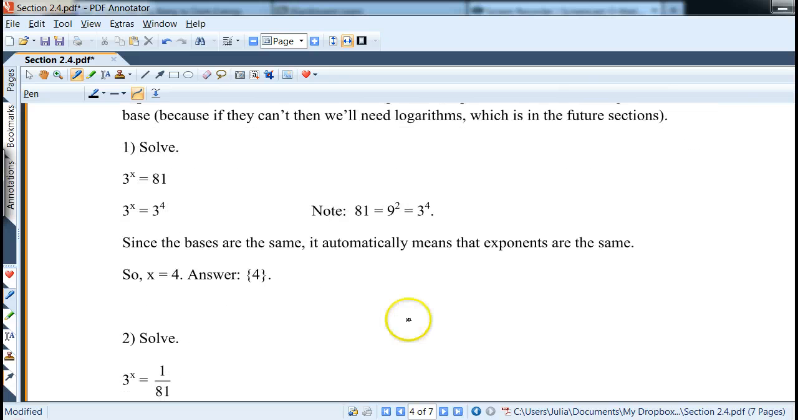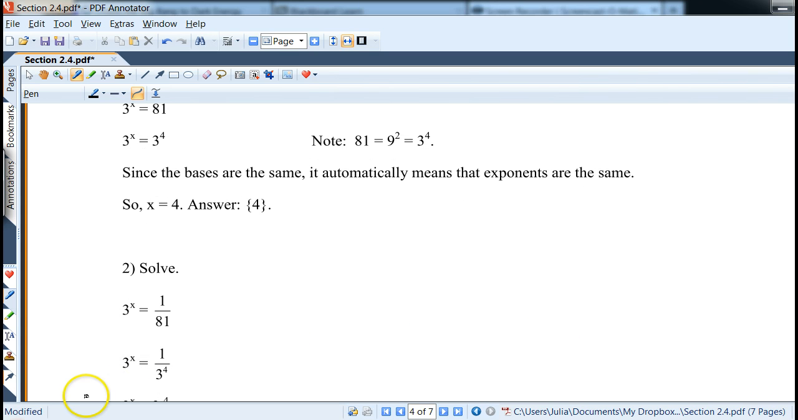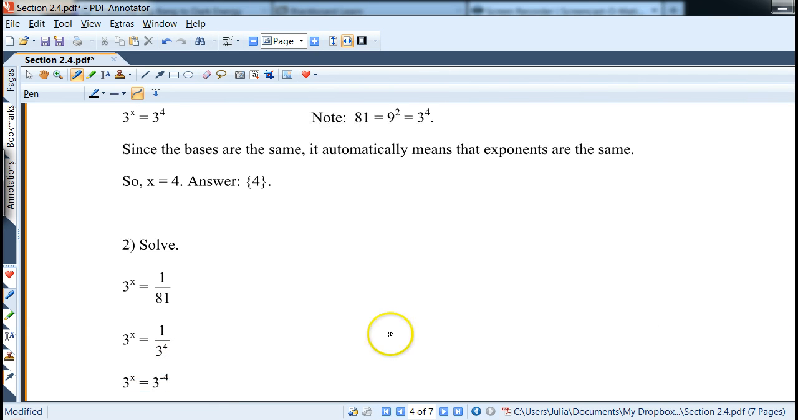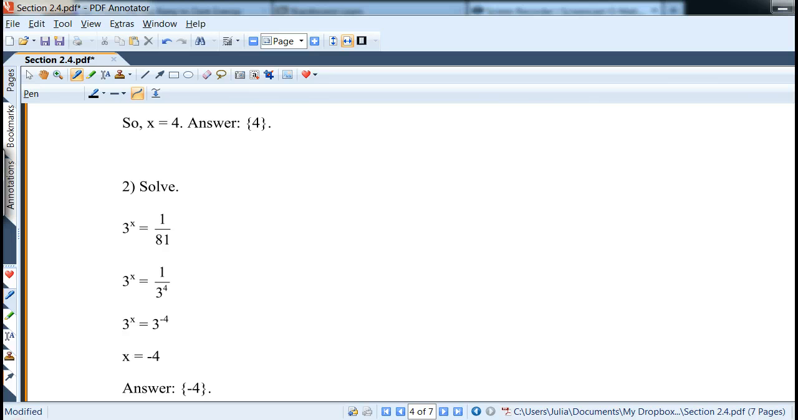Now similarly, what if we have 3 to the x equals 1 over 81? Same idea can apply. It's 3 to the x equals 1 over 3 to the 4th power, which we can write as a negative exponent. 3 to the x equals 3 to the negative 4. So you may guess x is equal to negative 4 is the answer.